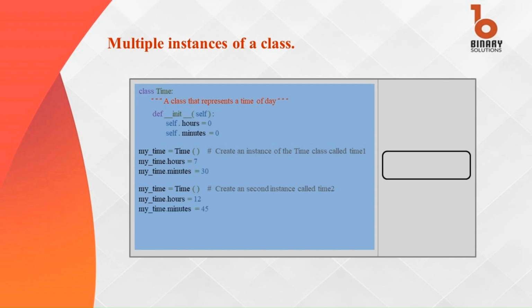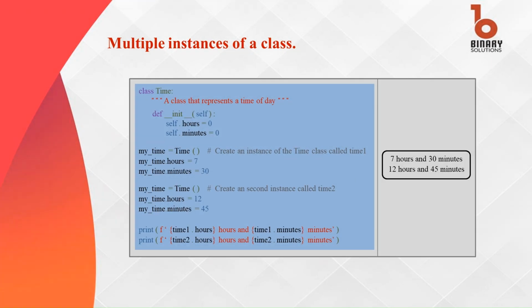Each object maintains its own state, independent of others. Finally, the print statements display the values of time1 and time2, resulting in the output 7 hours and 30 minutes and 12 hours and 45 minutes. This example highlights the concept of multiple instances, where different objects of the same class can hold distinct data, making object oriented programming a powerful approach for managing structured data efficiently.